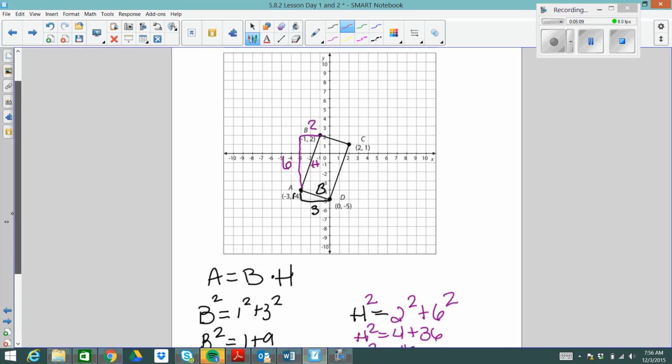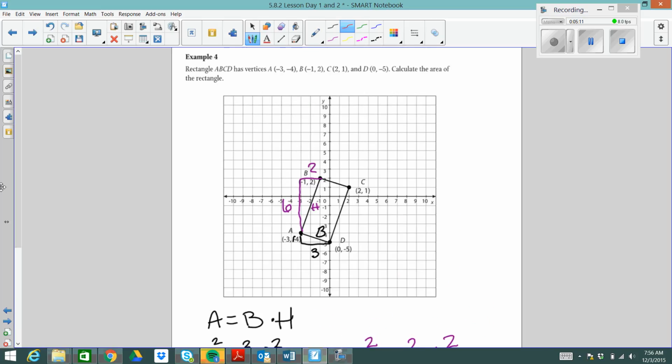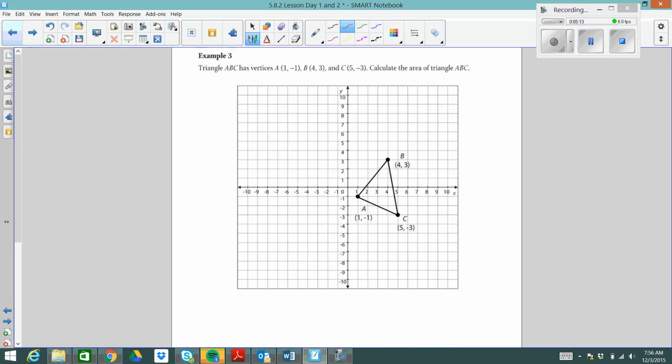Nice and easy. Now to find an area of a triangle, let's take a look at example 3. Our formula for the area of a triangle is base times height divided by 2.